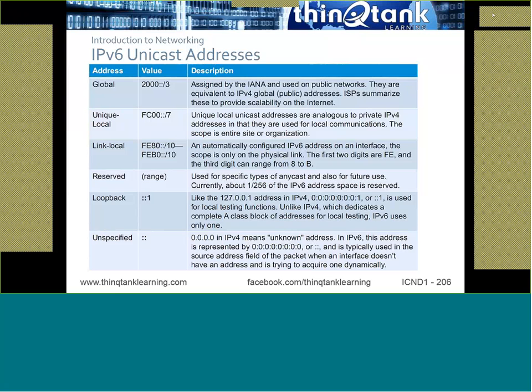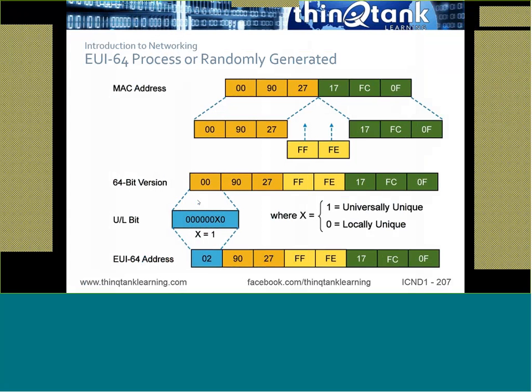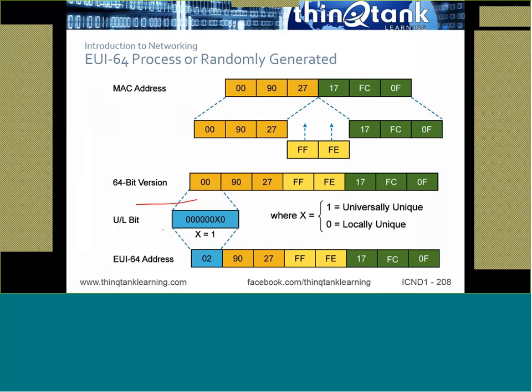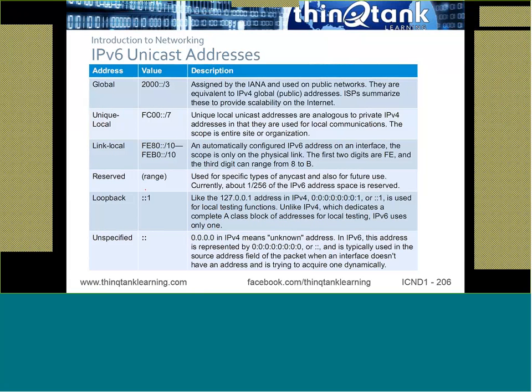We already talked about this loopback address. That is the address that we use to test our protocol stack. What about the unspecified address, ::? That is actually a valid address. What is the equivalent of that address in IPv4?